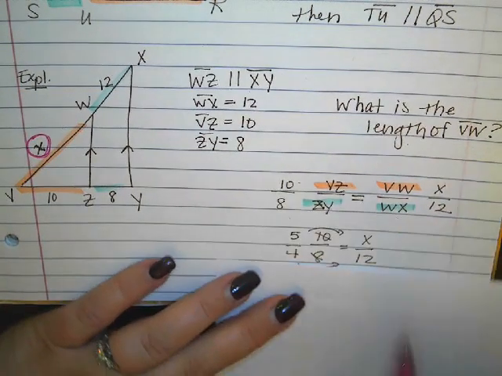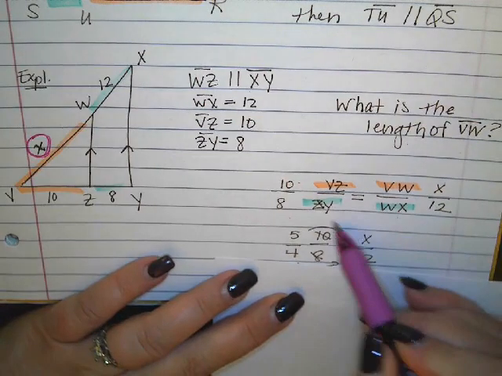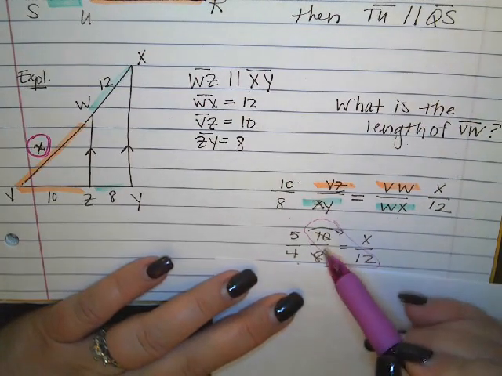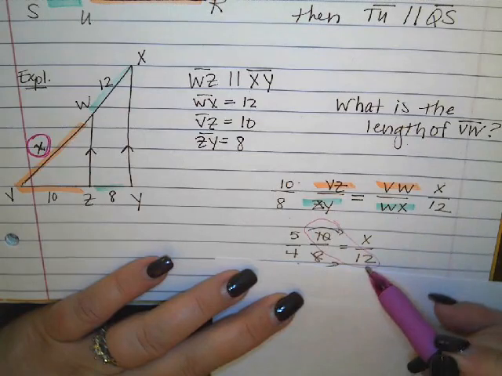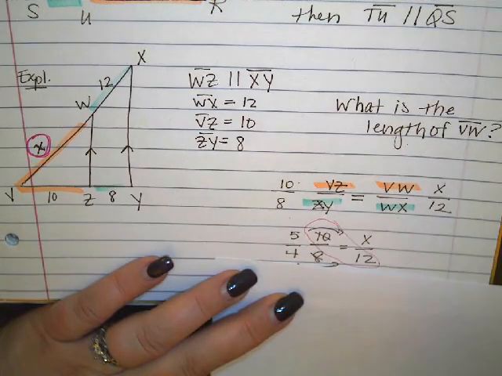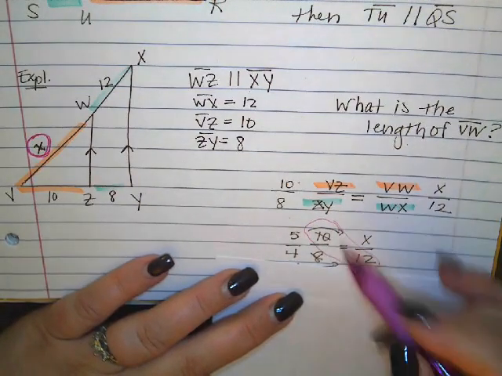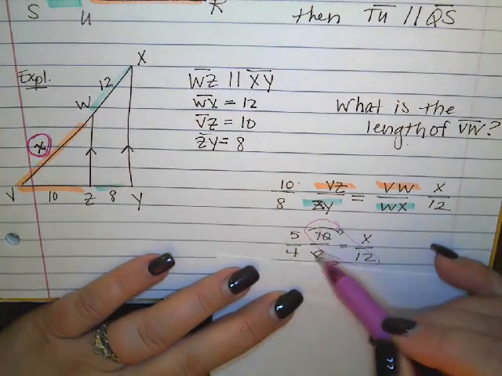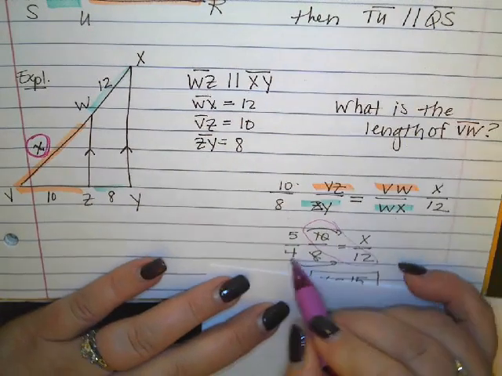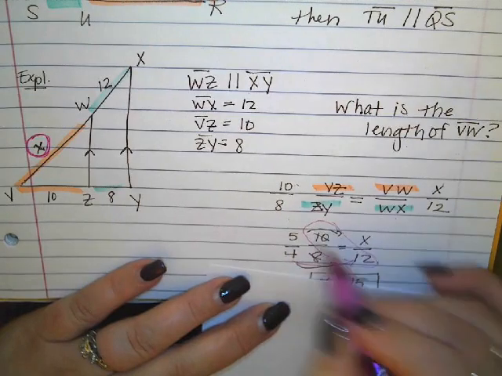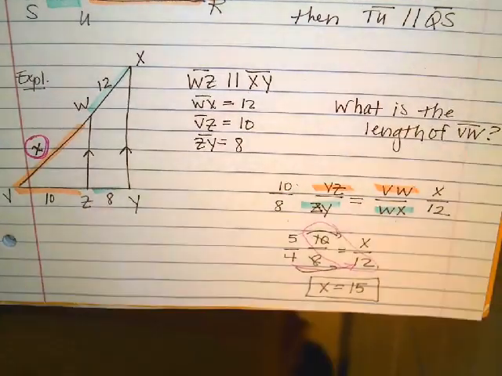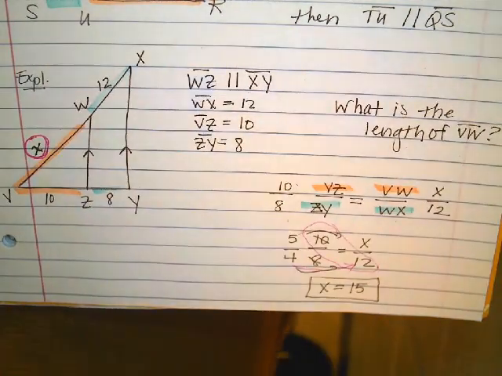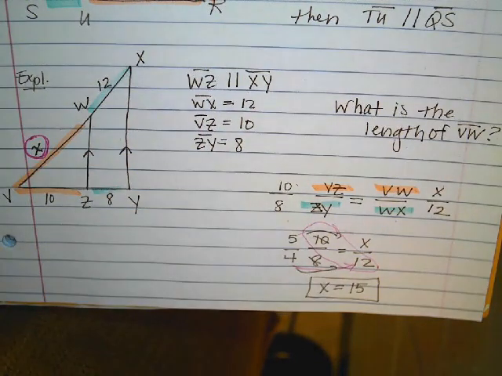So when I rewrote that to solve, again, you can always cross multiply. I could have taken 10 times 12 and then divided by 8. But for me, a lot of times I just don't have a calculator handy, so I tried to simplify. I divided here by 2, and then I saw that 4 goes in there 3 times. So 5 times 3 is 15. And we're going to practice solving a lot of proportions so you get really good at doing that.